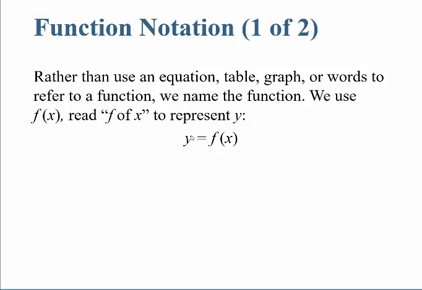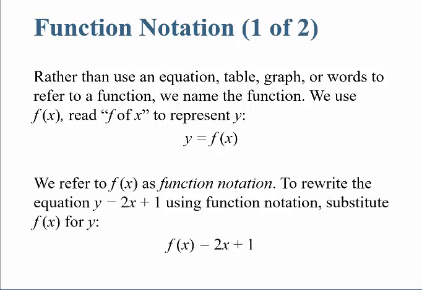Like for example, my name is Matt, but you could also refer to me as Matthew, right? It's just another name for the same thing. That's exactly what this is. We refer to f of x as this function notation. So to rewrite the equation y is equal to 2x plus 1 using this function notation, you just substitute f of x in for y. Wherever you see the y, you're just going to replace it with this naming convention. So we're just saying f of x is equal to 2x plus 1. Just another name for y. That's all it is, another name for y.